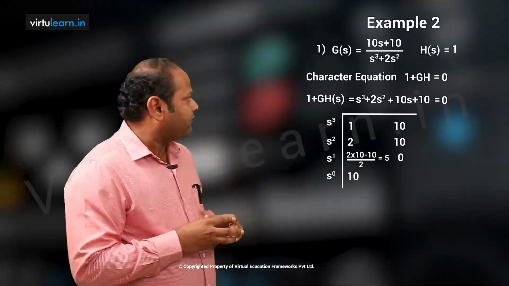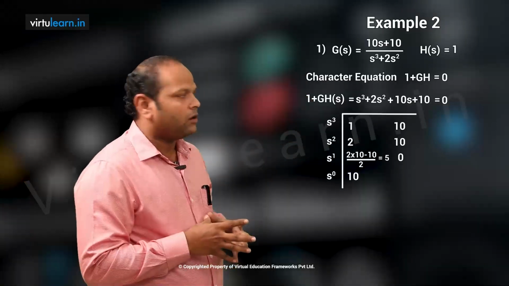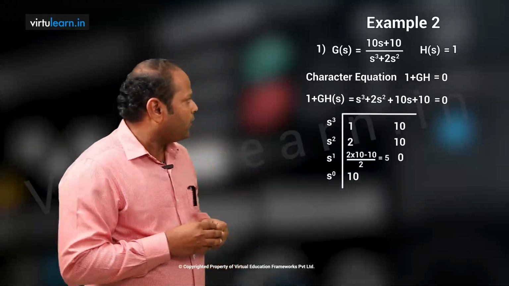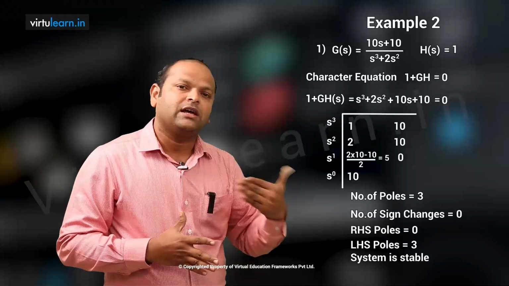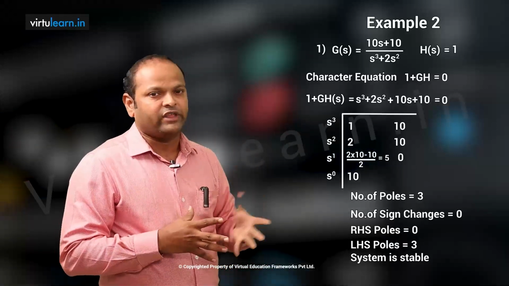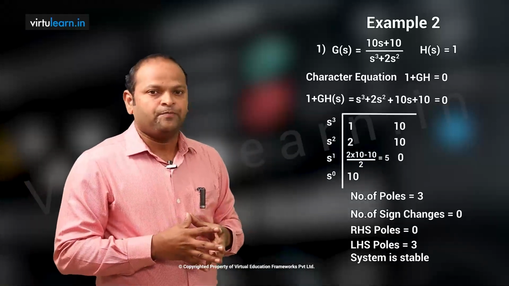If you look at the first column elements, we don't have any sign change. We have all positive signs. When you have all positive signs, we know that there are no poles in the right half of the S-plane. All 3 poles are in the left half of the S-plane only. So that particular closed loop system is stable.